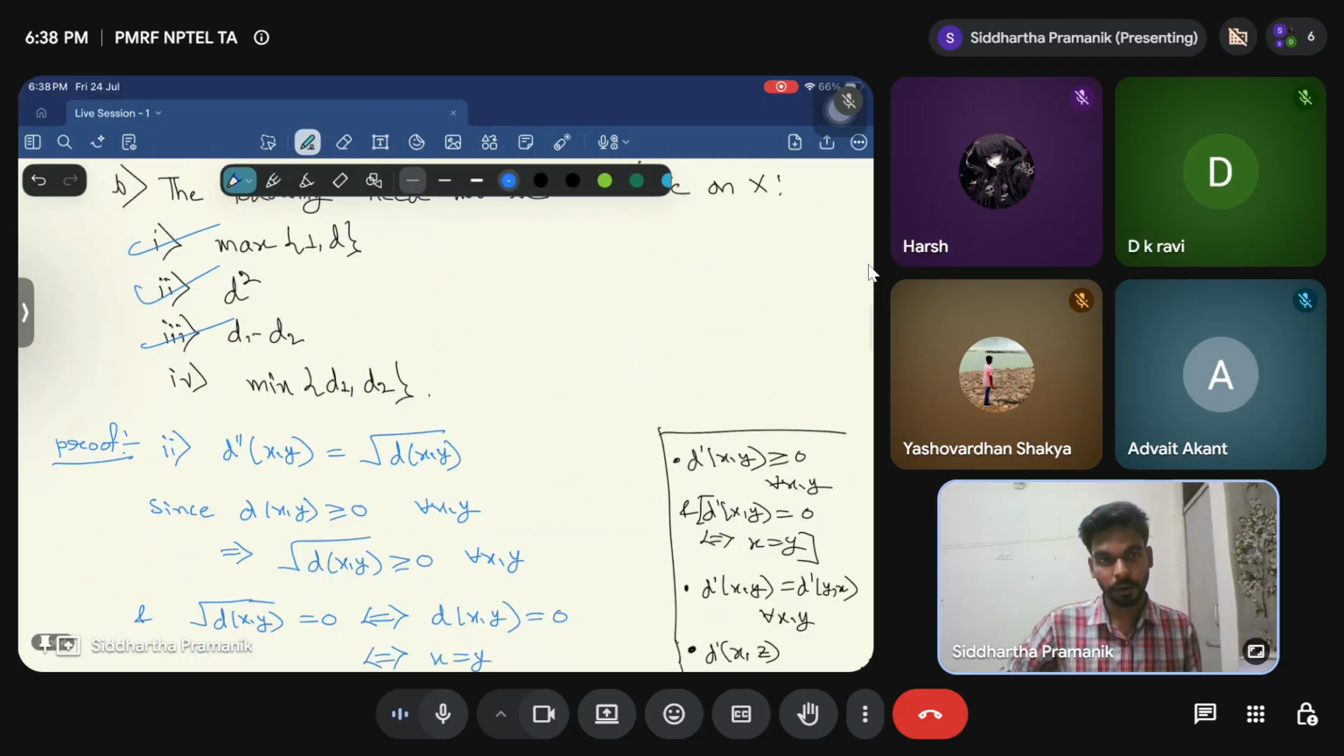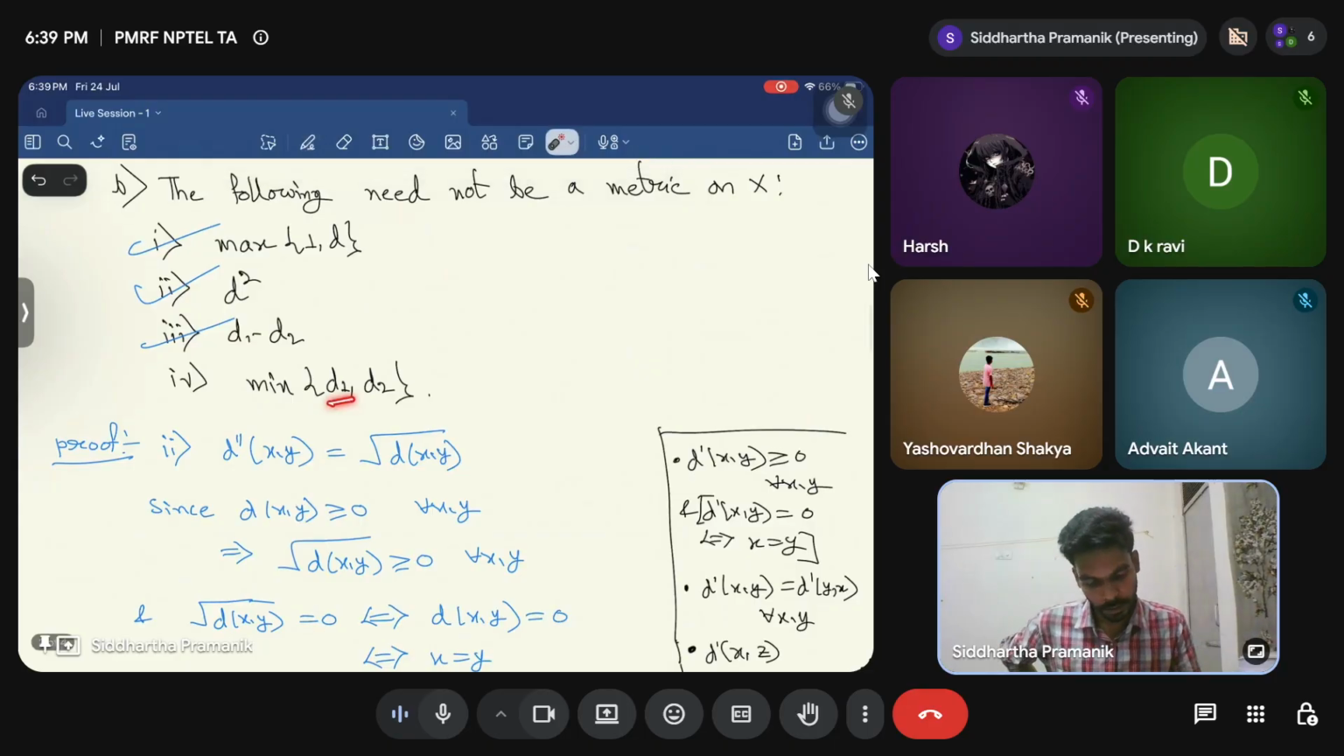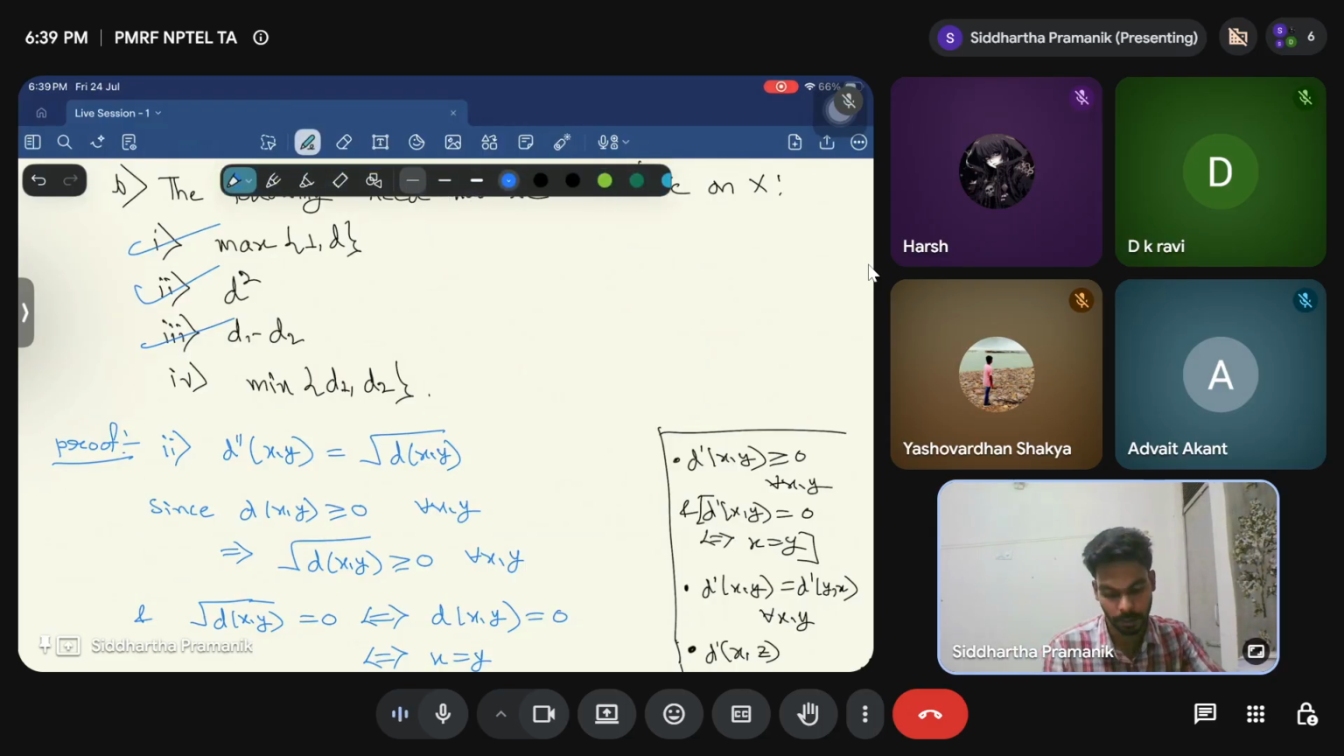So the minimum of D1 comma D2, in general it is not a metric. In some cases it can be a metric, but in general it is not. Do you have any specific counterexample? See, one thing, if D1 and D2 are equal, then the minimum is just D1, right? Then it is a metric. So for a counterexample, you need to take some different metrics that you have to check.